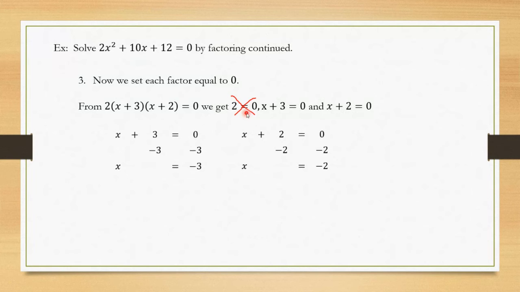And again, this factor 2 equal to 0, that's nonsense, so we just disregard that. And so we get two solutions: x equals negative 3, and x equals negative 2. Again, since this is degree 2, in a quadratic, you can't have more than 2 solutions because the degree is 2. So if somehow we got 3 solutions, then obviously we did something wrong.